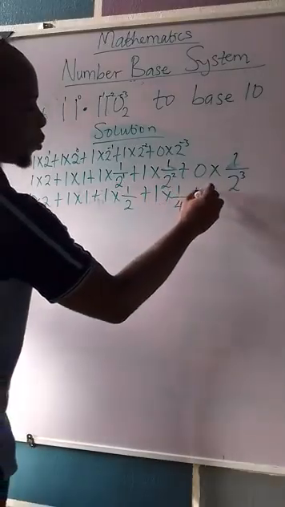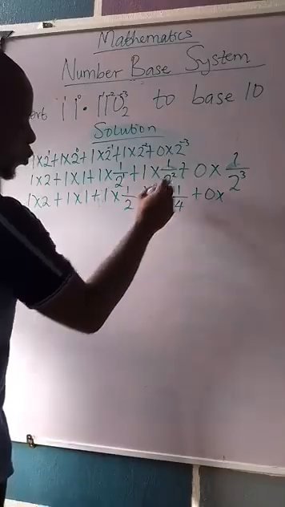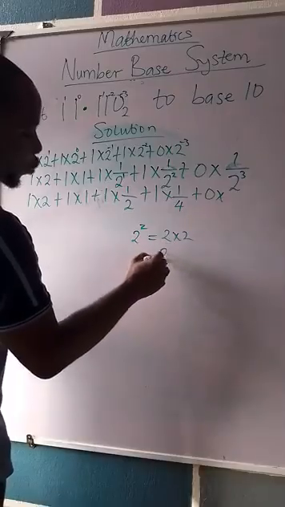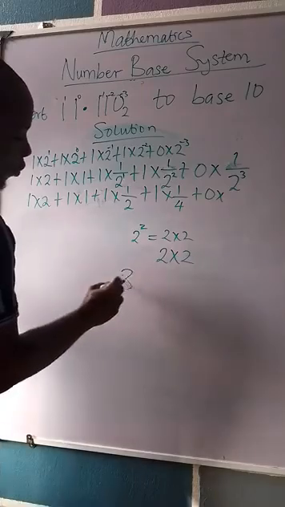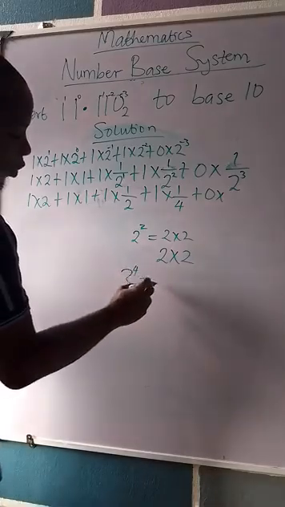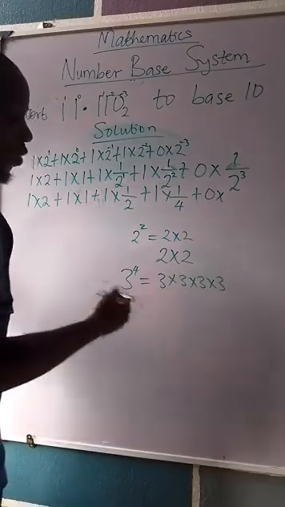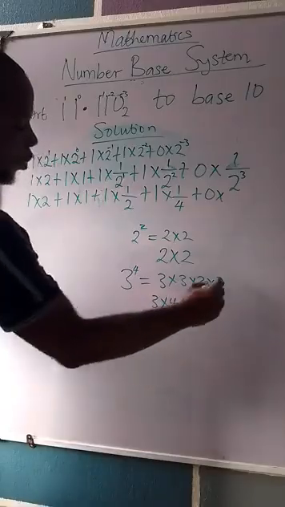Please take note. 2 raised to power 2 is not 2 times 2 placed 1, 2. It is 2 into 2 places. For example, if you have 3 raised to power 4, this means 3 times 3 times 3 times 3. But oftentimes students make the mistake of saying 3 times 4. This is wrong. This is the correct thing.